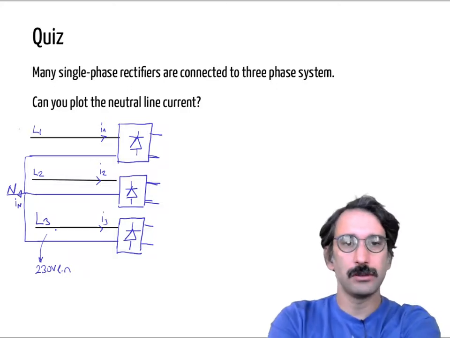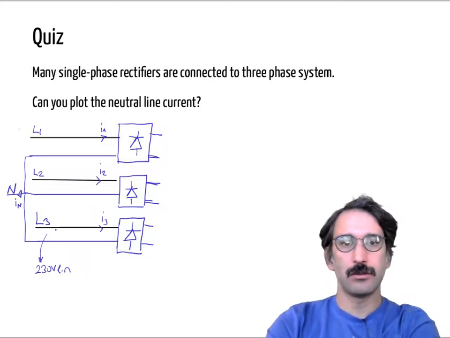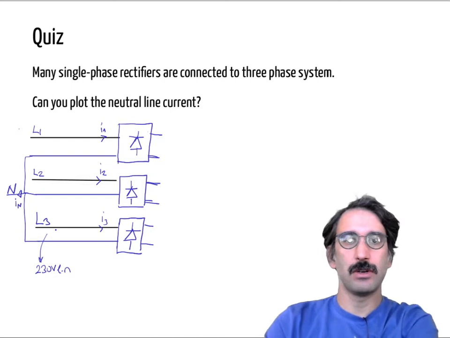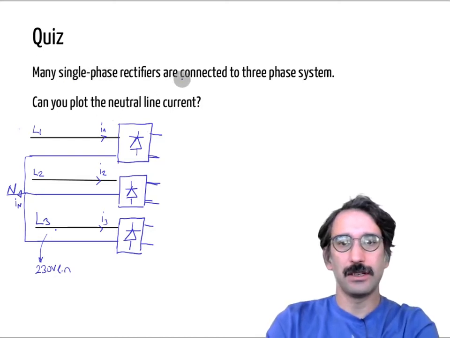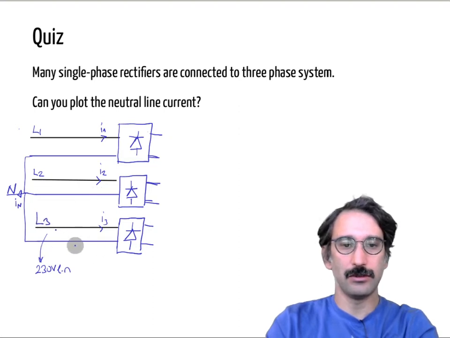So now I would like to discuss the answer to our question. The question was, you have many single phase rectifiers connected to a three phase system. Here you can see three identical rectifiers connected to each phase. We have L1 and the neutral, L2 and the neutral, L3 and the neutral. All neutrals are connected in the grid.